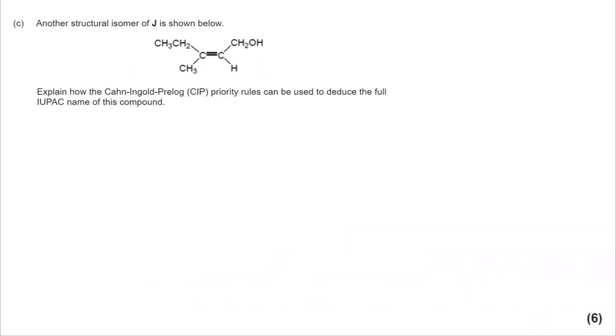Moving on to part C, another structural isomer of J is shown below. We can see, explain how the Cahn-Ingold-Prelog priority rules can be used to deduce the full IUPAC name of this compound. Now, I think it's important to say that this is a very different wording to anything that you will see elsewhere. It comes from one of the specimen questions when the new A-level specification came out and the style of the exams changed. And the questions are certainly done in a different way.